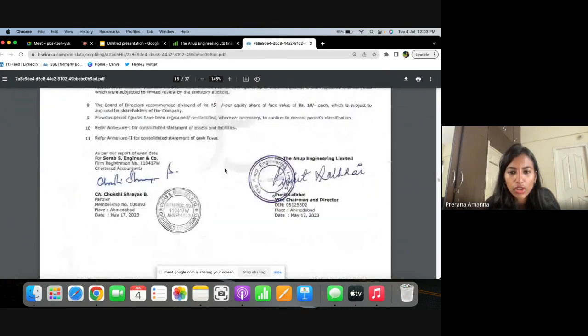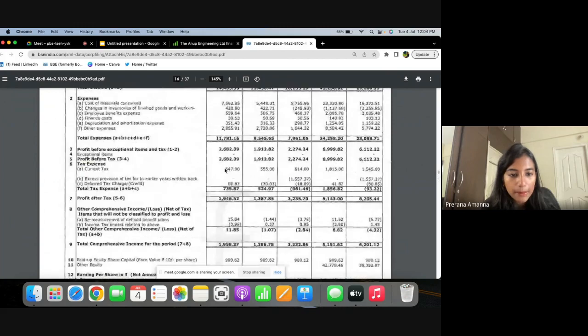The PAT has grown year on year. I mean, just check this. If you look at PBT, profit before tax has also increased from 61 crores to 69 crores, right?